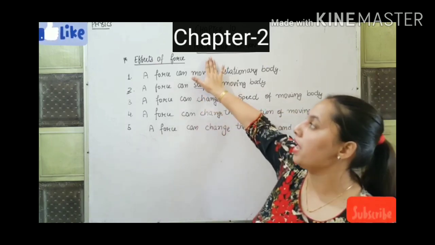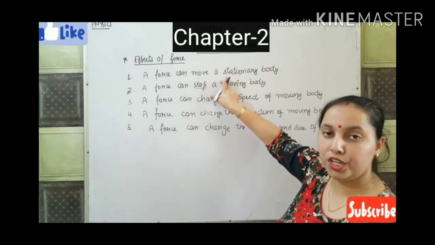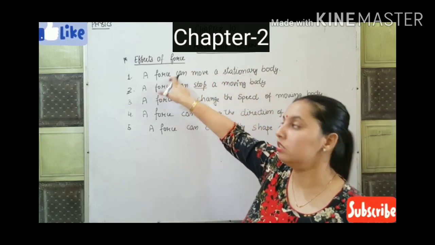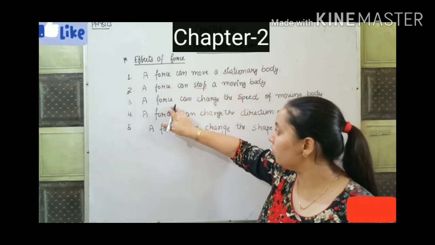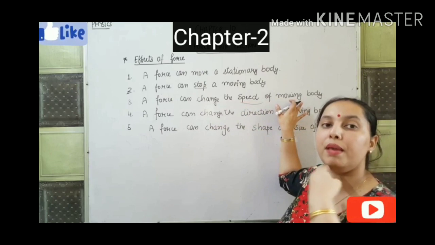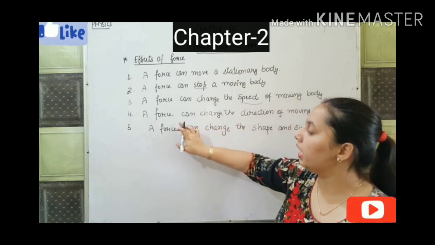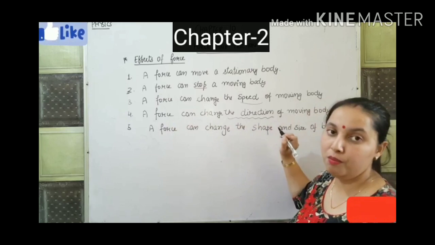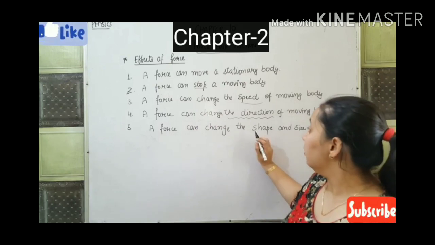So these are the main effects of force. It can move a stationary body, which means a body at rest can move by applying force. We can also stop a moving body by applying force, or force can change the speed of a moving body. It can make the body move faster or slower. Force can also change the direction of a moving body by rotating the handles or by turning the steering.